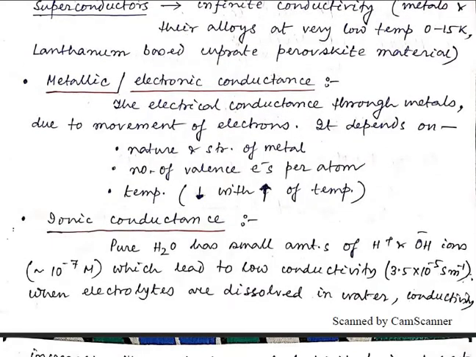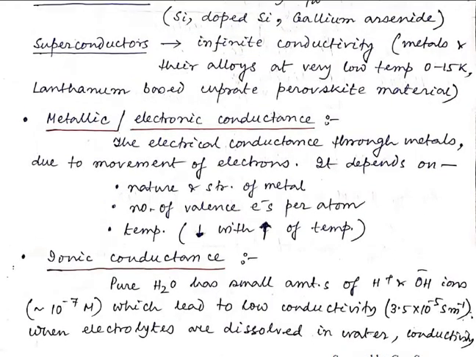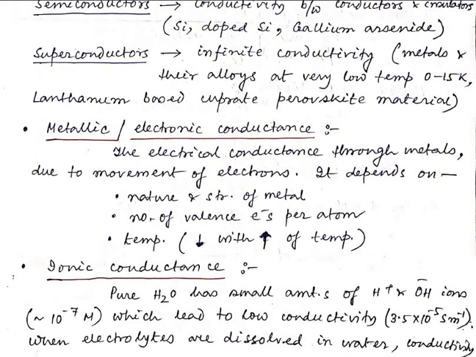नेक्स्ट इज द मेटेलिक और द इलेक्ट्रॉनिक कंडक्टेंस. What is the metallic or the electrical conductance? The electrical conductance through metals due to movement of electrons. We know about this, that the electrical conductance through metals that actually happen due to the movement of the electrons, and depends on nature and structure of the metal, number of valence electrons per atom, and the temperature.